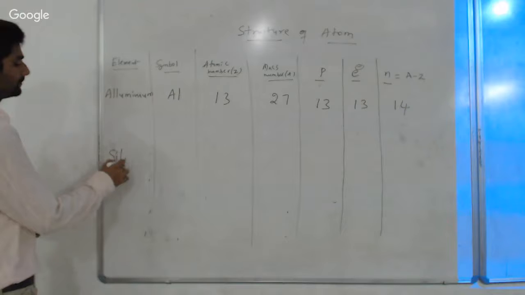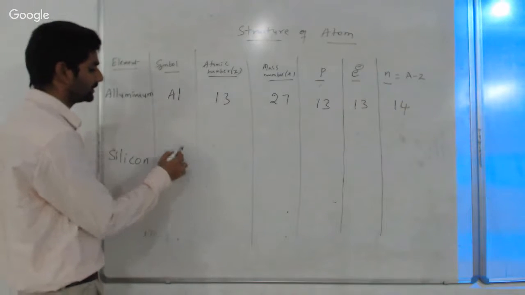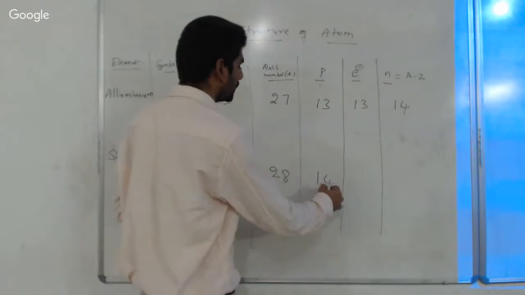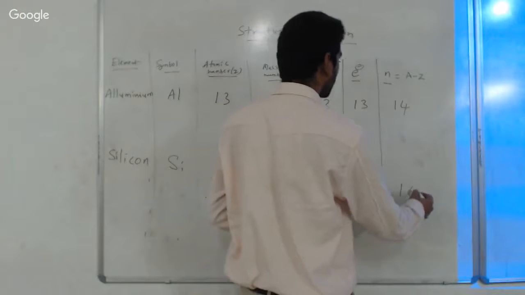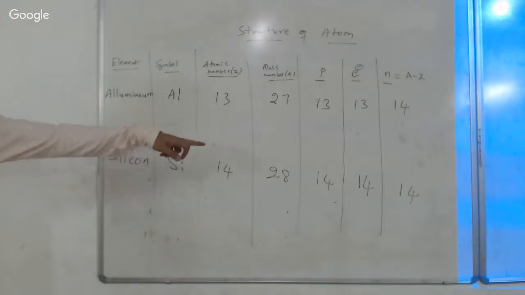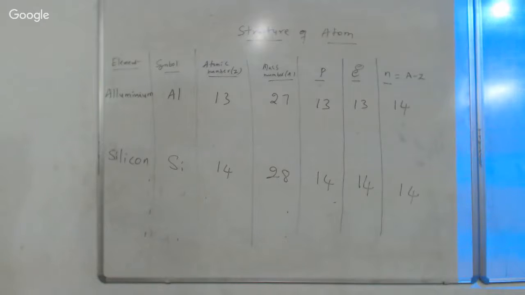Next, silicon. Si is the symbol. Atomic number 14, mass number 28, number of protons 14, electrons 14. Aluminium symbol is Al, atomic number 13, mass number 27, number of protons 13, electrons also 13, number of neutrons 14. Silicon, atomic number 14, mass number 28, number of protons 14, number of electrons 14. So 28 minus 14, mass number minus atomic number, we get neutron number.